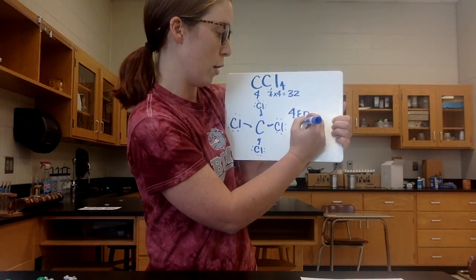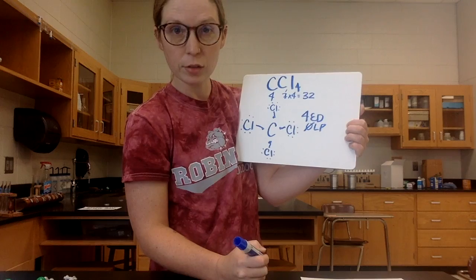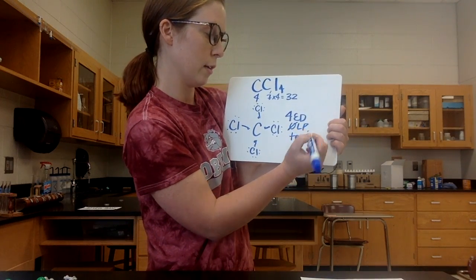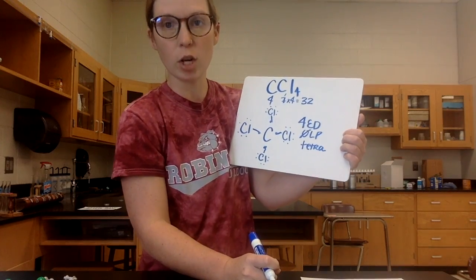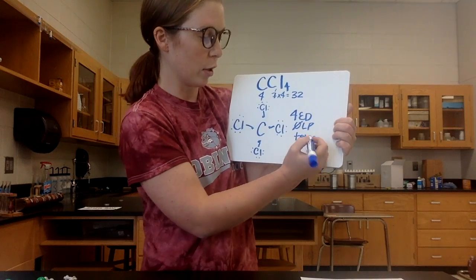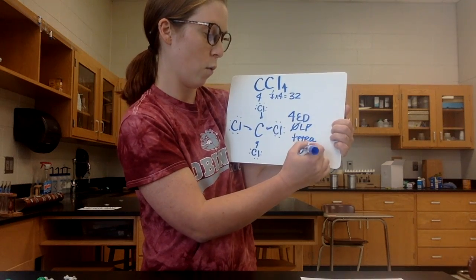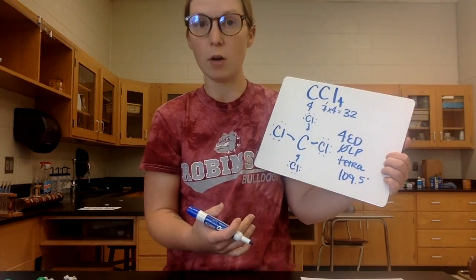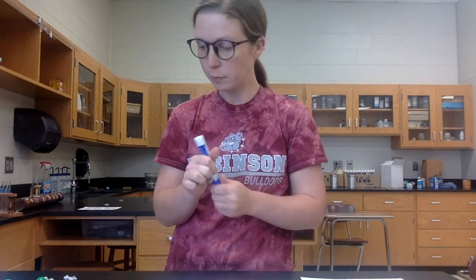You have 0 lone pairs, which means you should have a tetrahedral geometry, because that is the electron geometry for 4 electron regions. So you're going to have a tetrahedral geometry with a 109.5 bond angle, which is all information you need on your data chart. So now let's build it and see what that looks like.